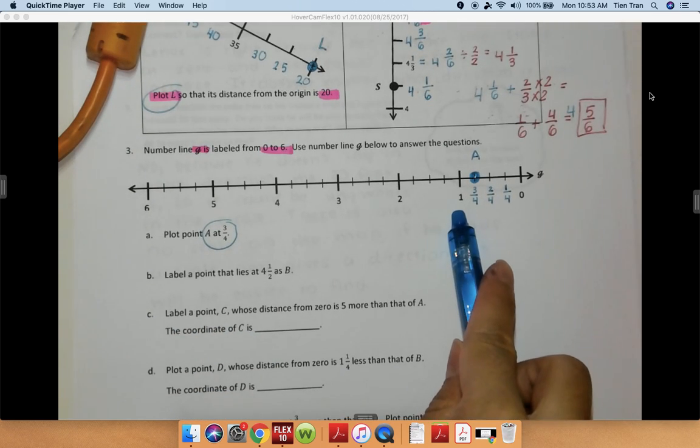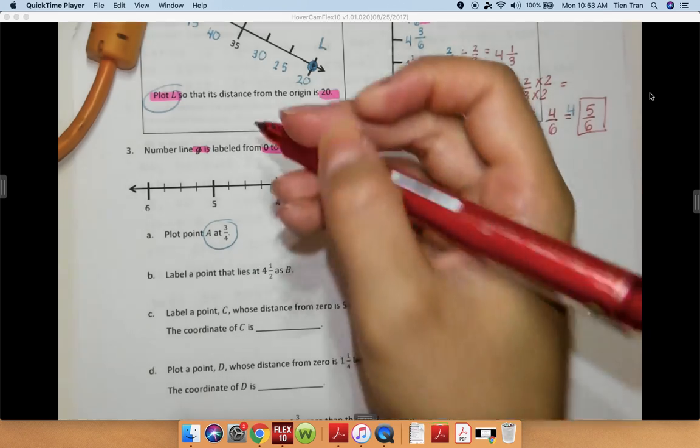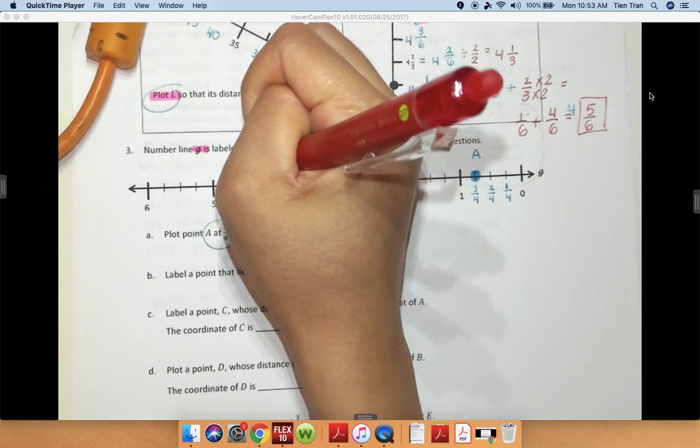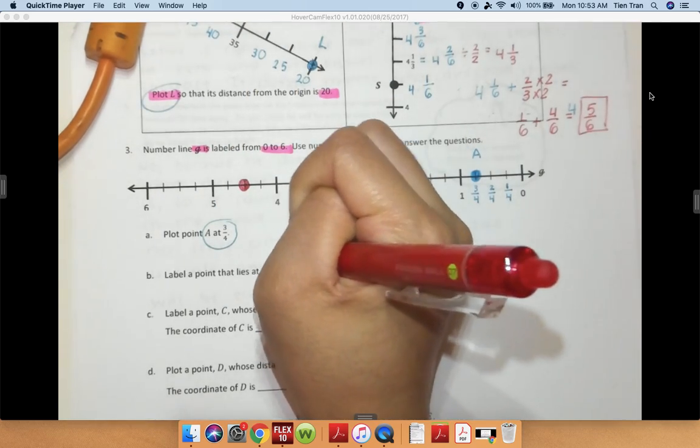So 1 would be 4/4. Now label a point that lies at 4 and 1/2 as B. So I'm looking for 4, and this is 4 right here, and I want to go to the half point. So this right here is going to be labeled as B.